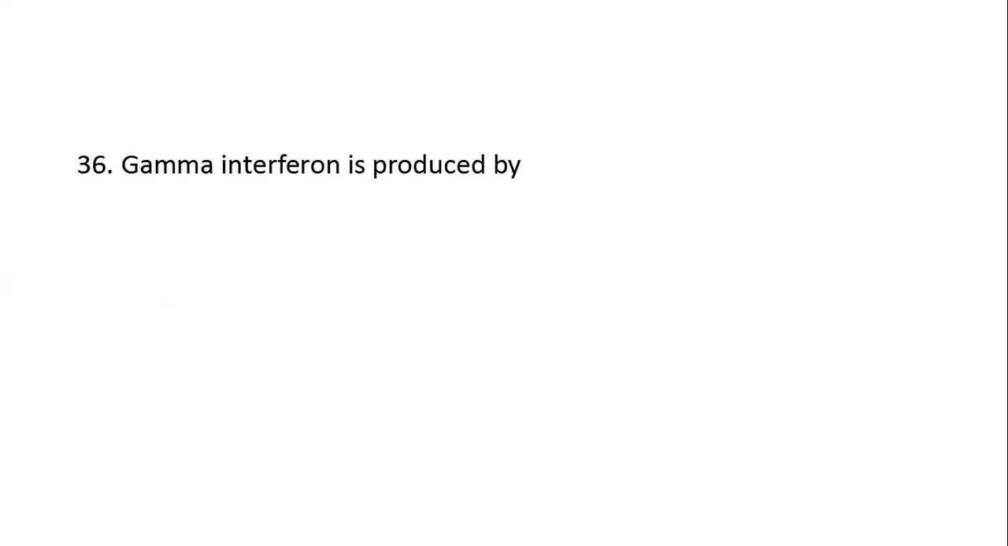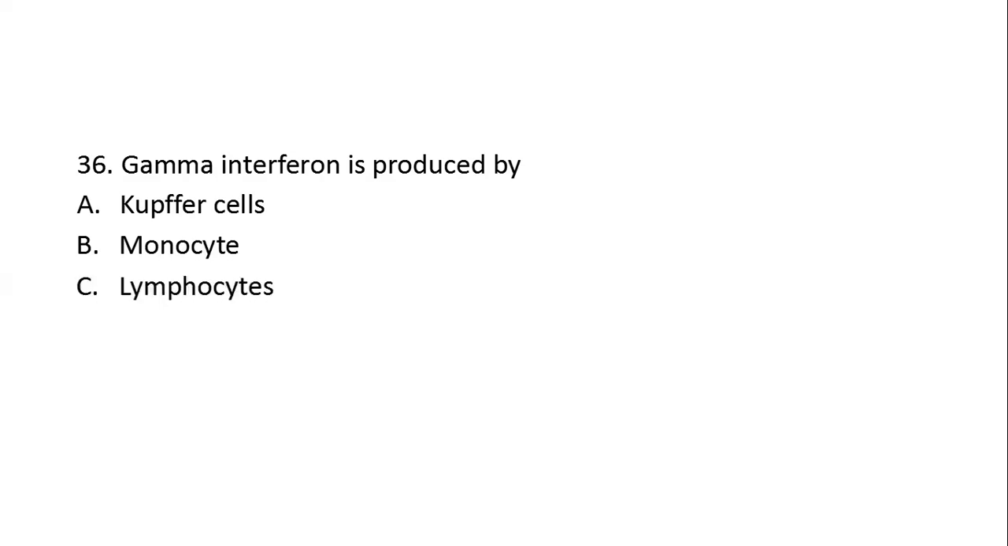Next question. Gamma interferon is produced by option A, Kupffer cells. Option B, monocyte. Option C, lymphocytes. Option D, macrophages. Here the right answer is option C, lymphocytes.